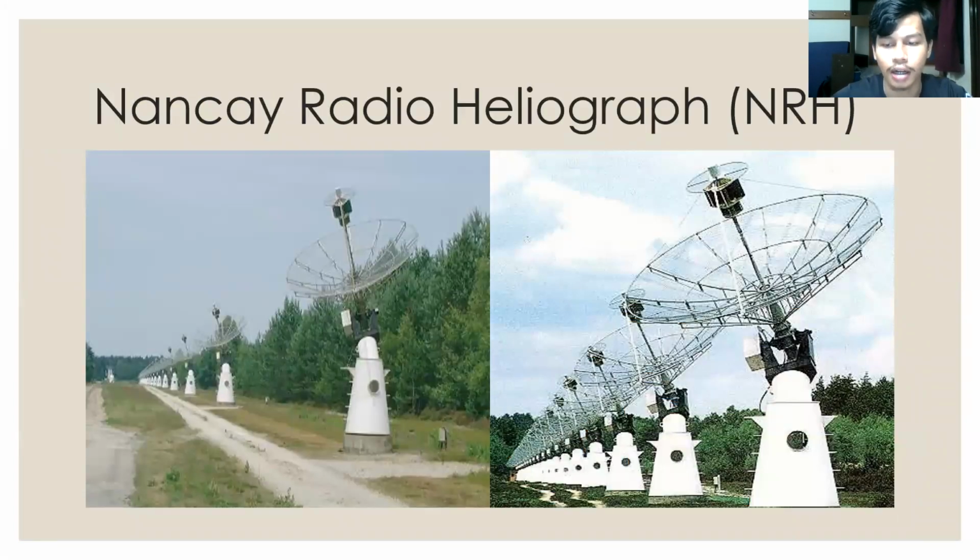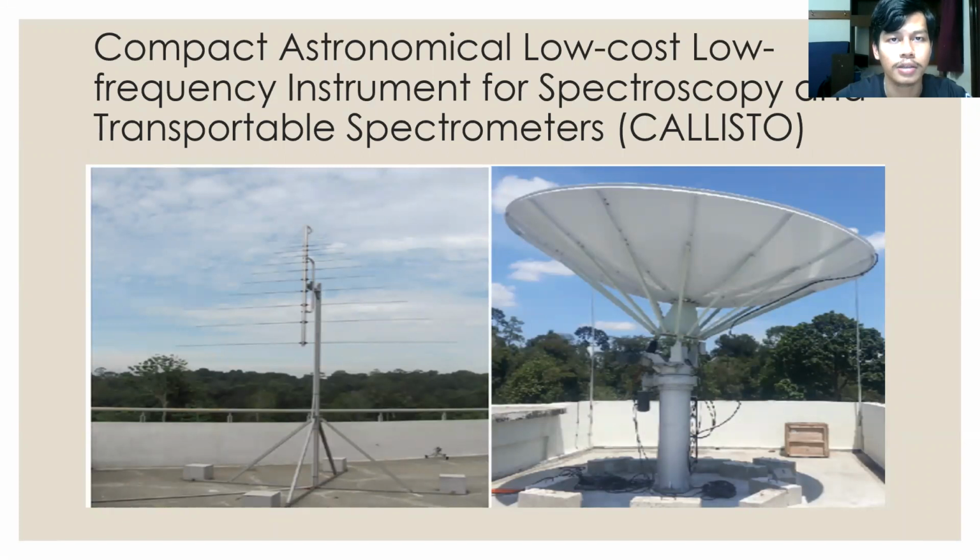For data collection, I mainly use NRH and e-CALLISTO. Nançay Radioheliograph, or NRH for short, is a T-shaped interferometer made up of equatorially mounted antennas of several meters. The instrument observes the sun 7 hours a day to produce images of the corona in the frequency range of 150 MHz to 450 MHz. CALLISTO stands for Compact Astronomical Low-Cost Low-Frequency Instrument for Spectroscopy and Transportable Observatories. CALLISTO is a type of radio spectrometer with worldwide usage for 24/7 observation on solar activities.